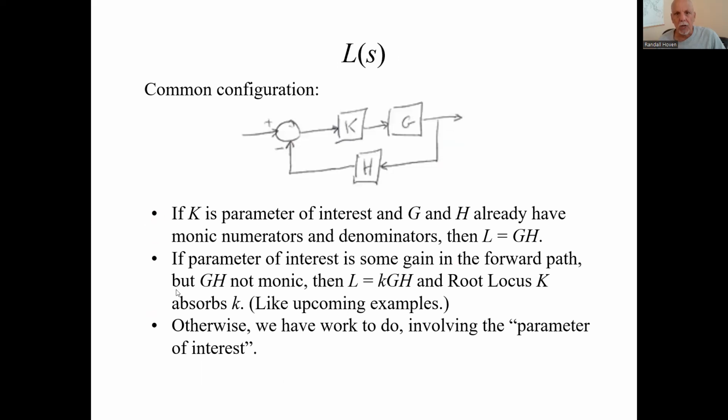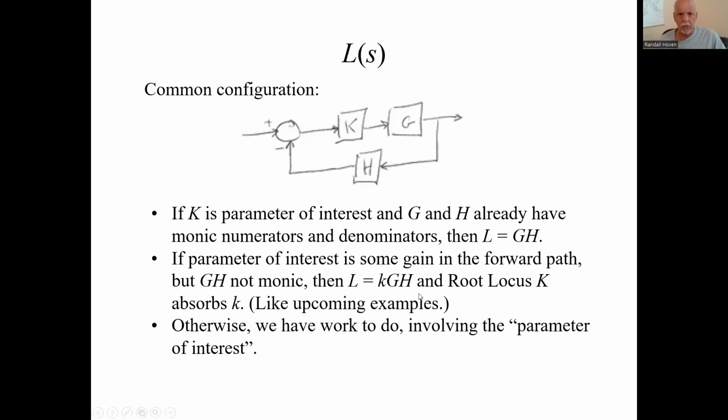There were kind of three possibilities. If you had this basic group G and H, or its product, already had monic numerator and denominator, and this K was what you were interested in, then everything's easy. L for root locus is just the loop transfer function, which is G times H. Well, actually with the K taken out. But the L is just the product of G and H, and the root locus K will be this K.